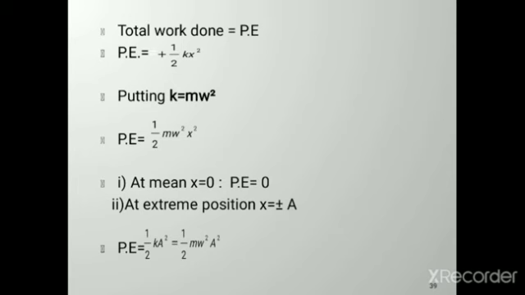Let us find out the value of potential energy at mean and extreme position by substituting x equal to 0 in the above equation. If x is equal to 0, potential energy is 0. And at extreme position, when x is equal to plus minus A, potential energy is half m omega square A square. It means that the value of potential energy is minimum at mean position and it is maximum at extreme position.